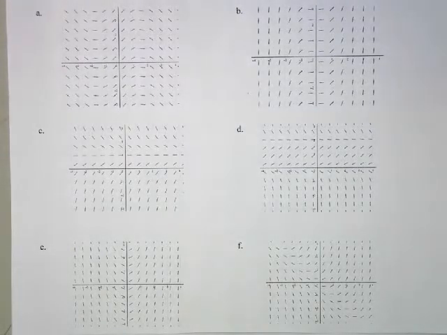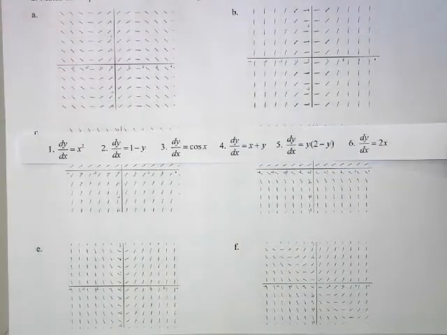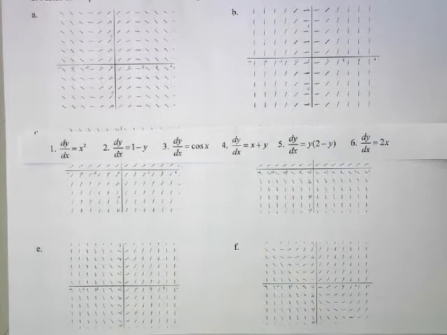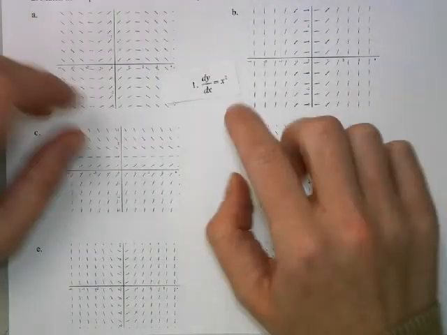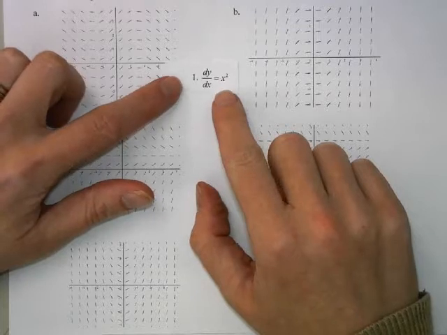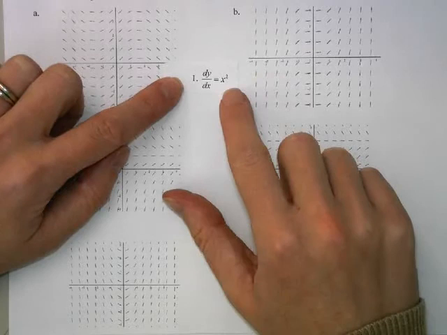Okay, now I have 6 different slope fields, and I have 6 different equations. And what we're trying to do is match which equation goes with which graph. So you can do this a couple different ways. You can look at the slopes and what those are going to look like, or you could integrate this and figure out what that actual equation is, and then try to match the graph this way.